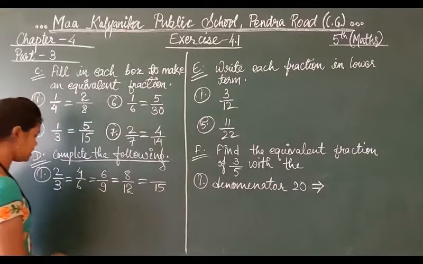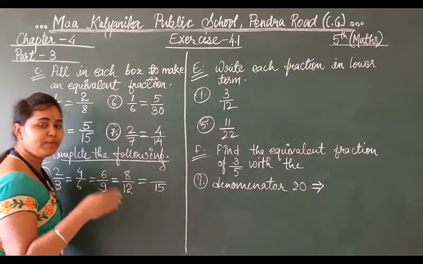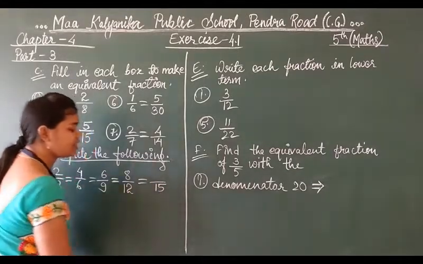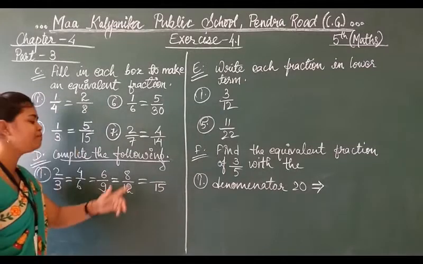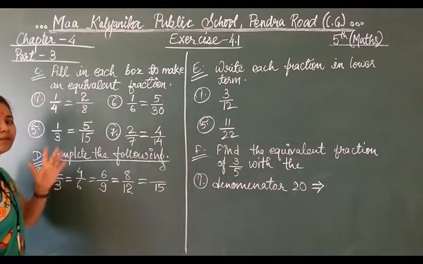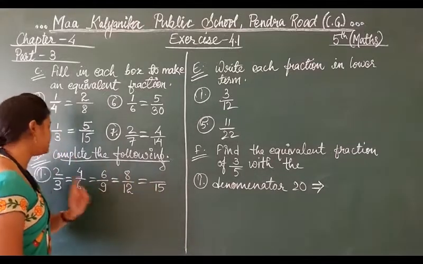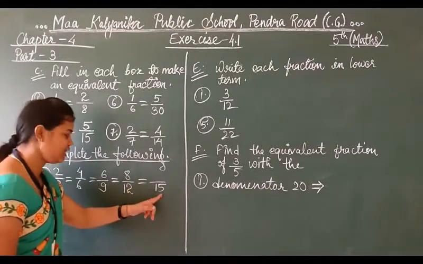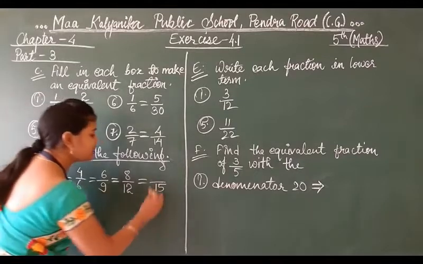Now 15 is there. So now 3 will be multiplied by which number to get 15? Simply 3 5s are 15. So we have multiplied by 5. So 2 also must be multiplied by 5 to get this numerator. So 3 5s are 15 and 2 5s are 10.